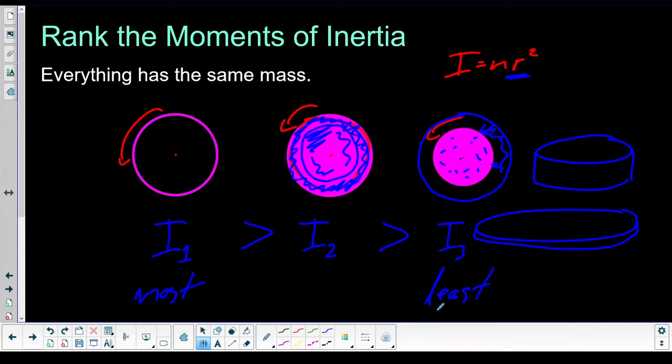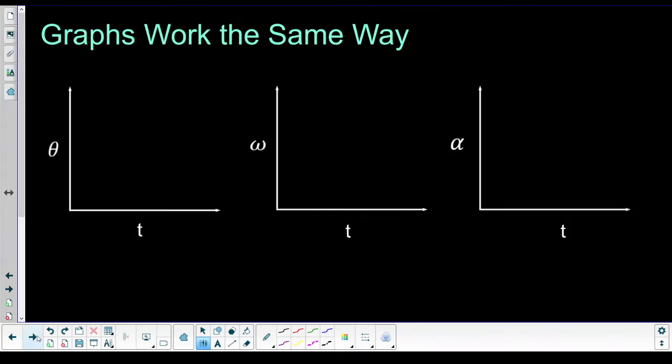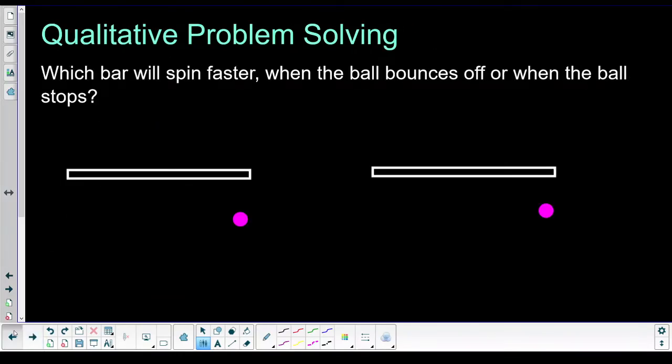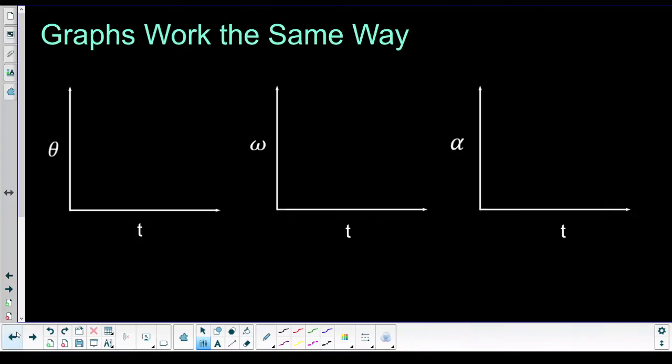Okay? So the closer your mass is to the center, the less moment of inertia you have. The farther away from the axis of rotation, the more you have and the harder it is to spin. The heavier it feels. Okay, cool. So that's moment of inertia. It's spinny mass. Now, let's talk about graphs, and then I think I've got 2 problems that we're going to look at. So, let's talk about graphs.